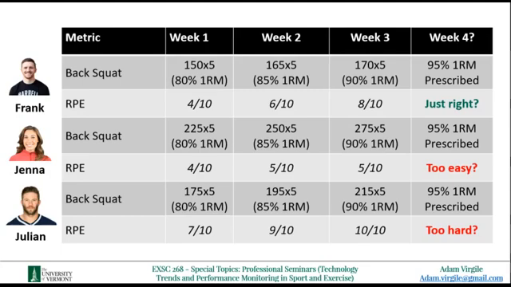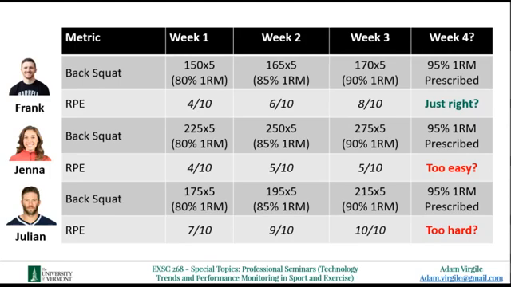So, by just looking at the external loads, would you be able to effectively program week 4 for each of these athletes? I'd say probably not, because you have no idea how they're responding to those increases in load. I mean, you know whether or not they completed it. You see what's on the paper. For example, Frank, week 3, 170 for 5, he did it, 90% of his 1RM. Jenna, 275 for 5 reps, 90% of 1RM, she did it. But you don't have an idea of how they responded to it or how hard it was for them to do.